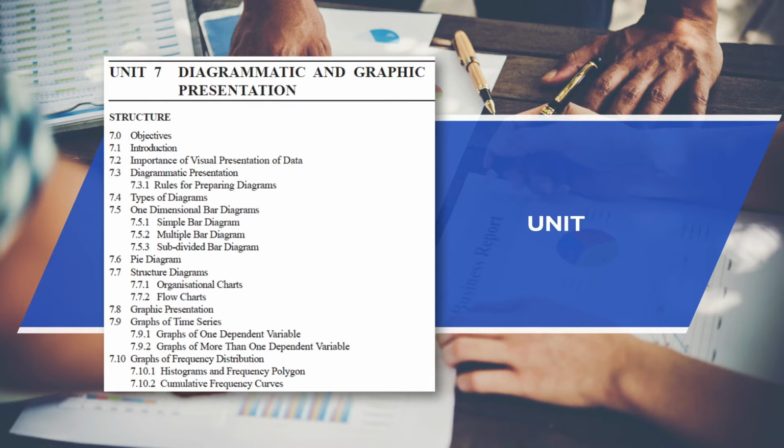Now we are concentrating on graphical presentation, and this graphical presentation is an innovative way of presenting things. It could be in the form of ogive, histogram, or frequency polygons, or other ways that we are going to talk about in coming slides. And then we have graphs of time series, which covers graphs of one dependent variable and graphs of more than one dependent variable. Then you have graphs of frequency distribution, where histogram, frequency polygon, and cumulative frequency curves are taken care of.